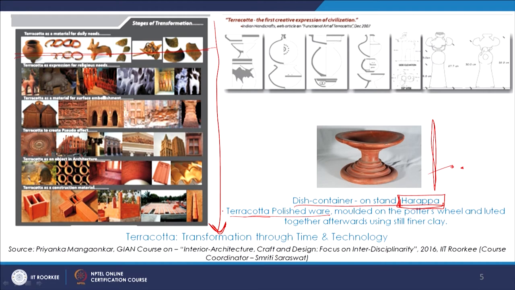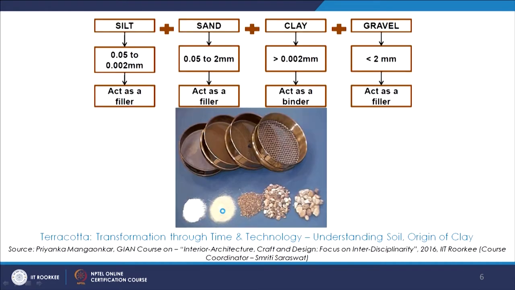Before beginning that transformation, let us try to understand what soil is, how clay originated, and how the soil is composed. We mainly see silt, sand, clay and gravel. These are different components of different sizes, and they have different roles to play, and that is what our soil is made up of.